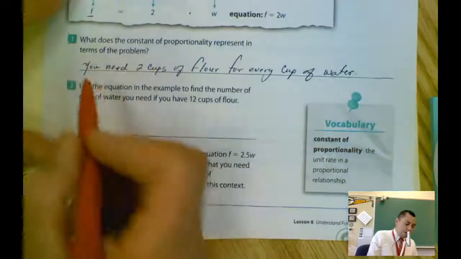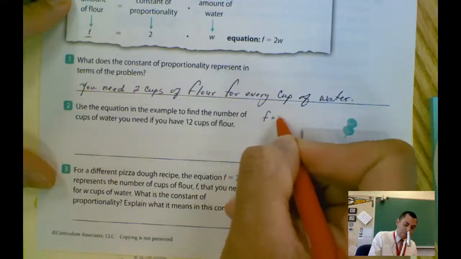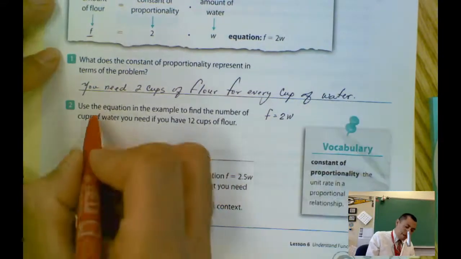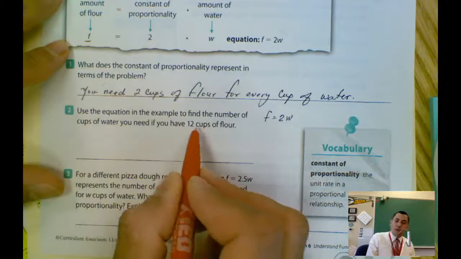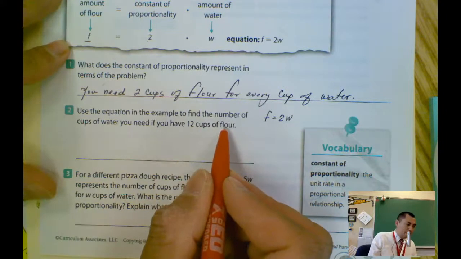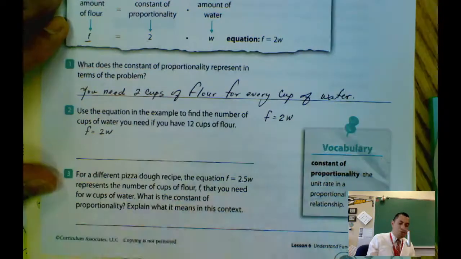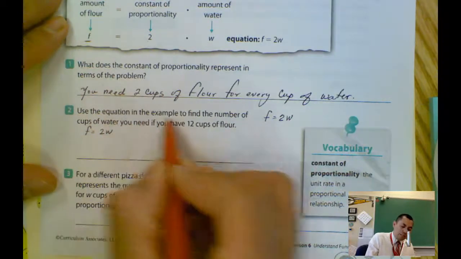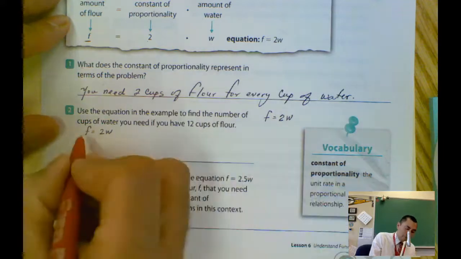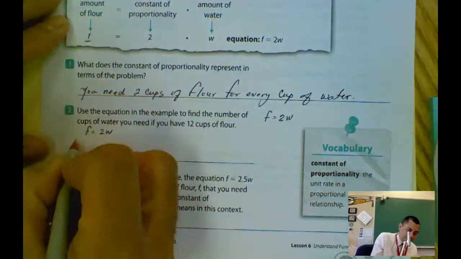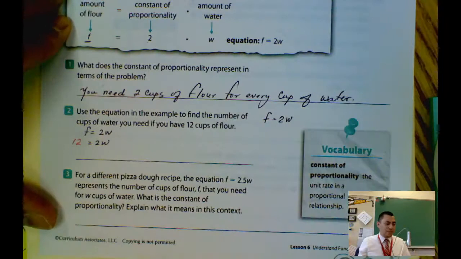Okay, number 2. Use the equation in the example. So this equation here, I'm going to put it here. F equals 2W. Use the equation in the example to find the number of cups of water you need if you have 12 cups of flour. So what are we going to do? Remember, the equation is F equals 2W. So we are going to use the equation in the example to find the number of cups of water you need if you have 12 cups of flour. So we're going to substitute 12 equals 2W. Remember that W is the amount of water.